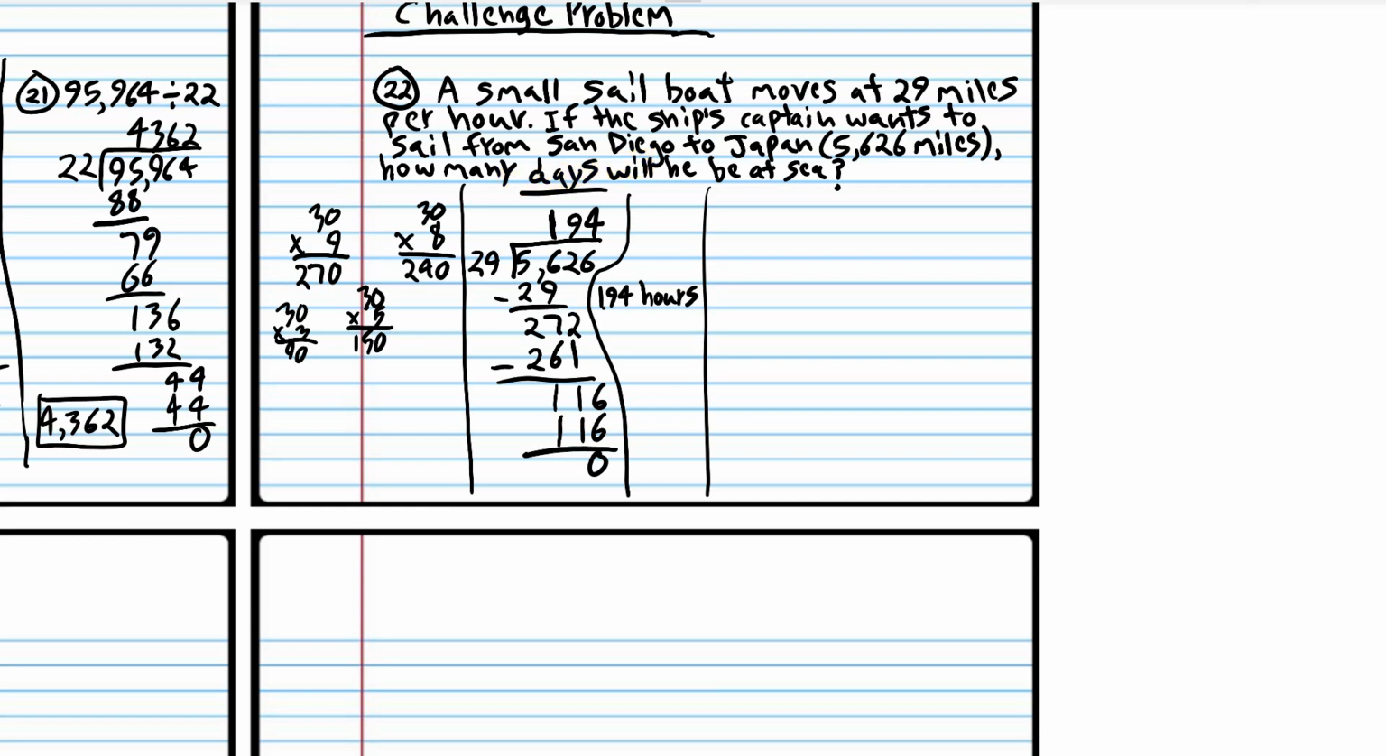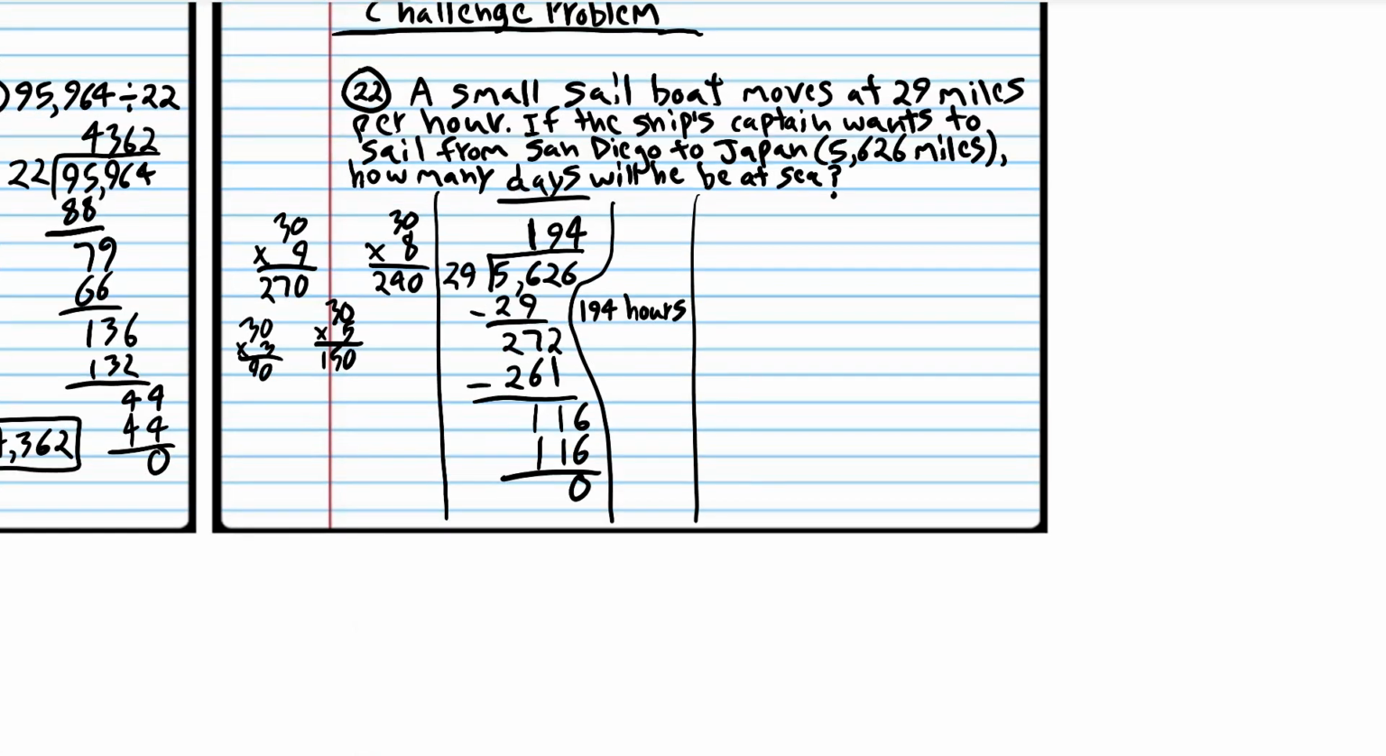All right? So I forgot to write in this problem, there are 24 hours in one day. You may know that, you may not know that. But if you look it up on the internet, you can find it's 24 hours in 1 day. So there are 194 hours total, and we need to see how many times 24 goes into 194. So 194 divided by 24. And that's going to give us our final answer. That's going to give us the number of days that it takes to go from San Diego to Japan at 29 miles per hour.